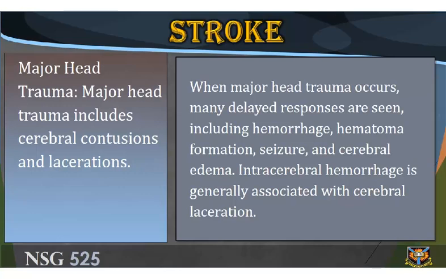Intracerebral hemorrhage is generally associated with cerebral laceration. This hemorrhage manifests as a space-occupying lesion accompanied by unconsciousness, hemiplegia on the contralateral side, and a dilated pupil on the ipsilateral side. As the hematoma expands, symptoms of increased ICP become more severe.